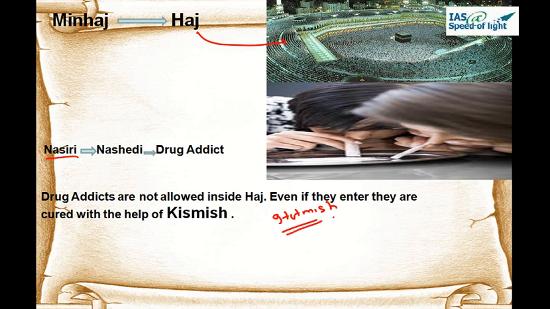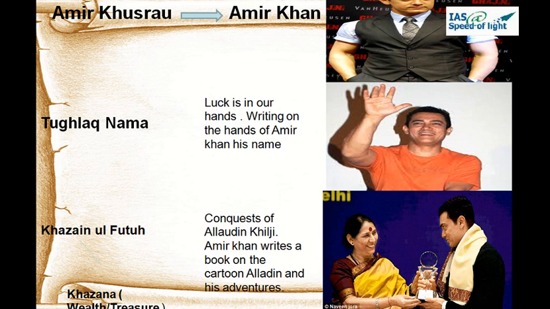Iltutmish was a Delhi Sultanate Sultan, and our picture for Iltutmish is going to be Kishmish. Iltutmish, Kishmish. Moving to the next author now, it is Amir Khusro. Our picture for Amir Khusro is going to be Amir Khan, actor Amir Khan. Now Amir Khan is coming a second time here in our pictures. First it was the Ghazni movie of Amir Khan, and now with Amir Khusro it would be Amir Khan.